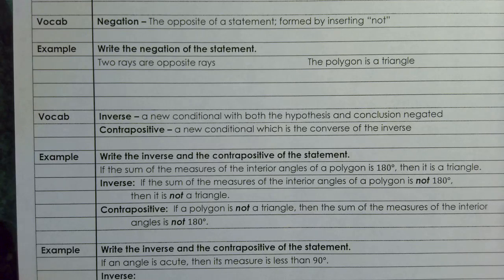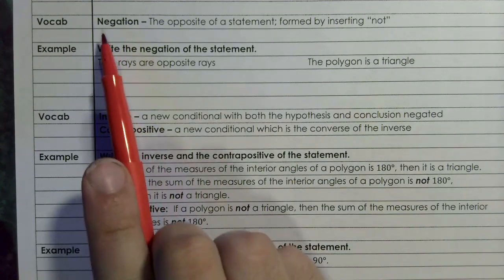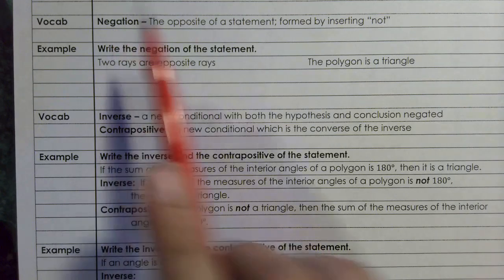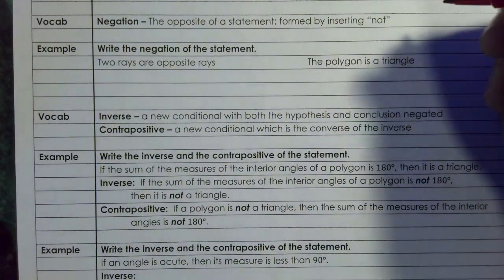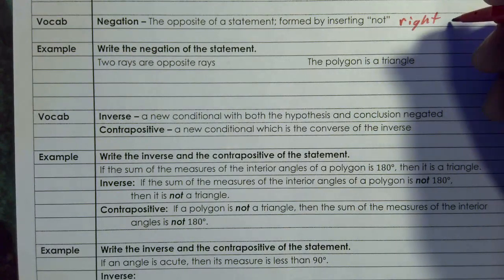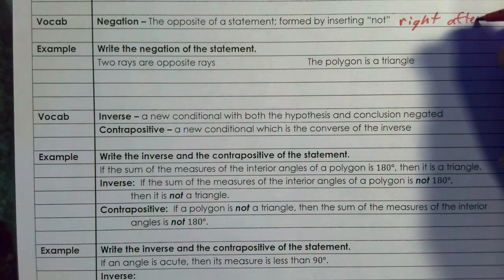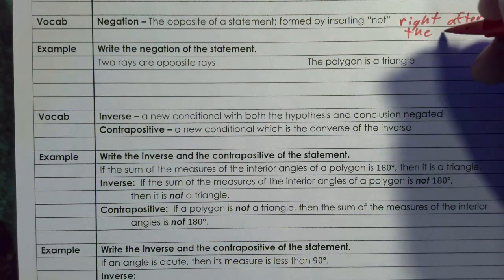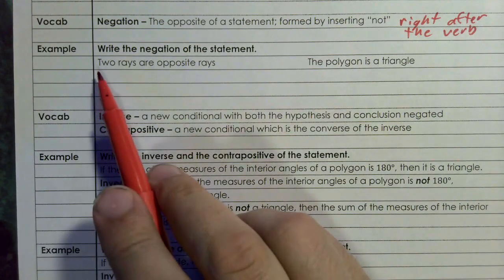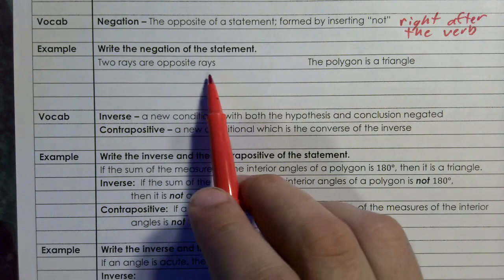Hi, in this video we're going to be talking about inverses and contrapositives. Really quickly though, we're going to need this idea of a negation. A negation comes from inserting a not. It should be right after the verb of a particular phrase. So right here, we've got two rays are opposing rays.